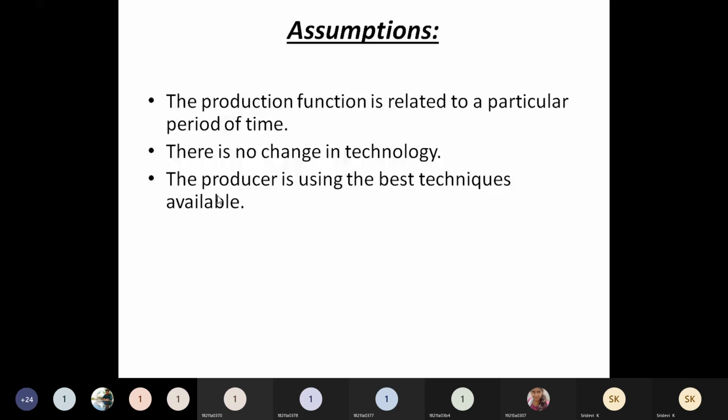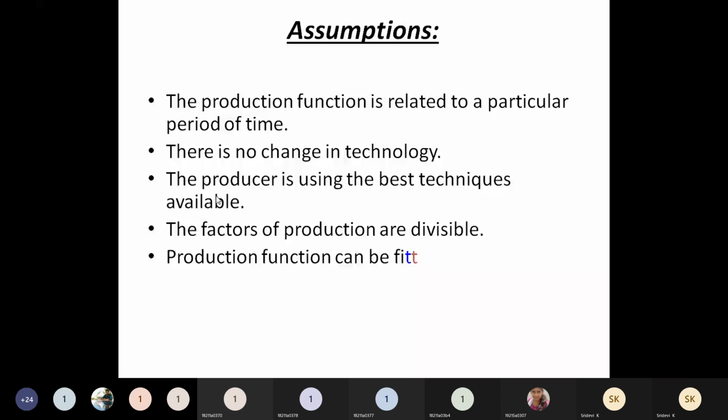And the factors of production are divisible. Factors of production means capital, land, labor, everything. So we can call them inputs as well as factors. If these are divisible, then only this can be applicable. If you cannot divide them, you cannot apply this law. So for that, you are assuming that factors of production are divisible. This I have already told you, this is applicable to only the short period. Short run means short period.